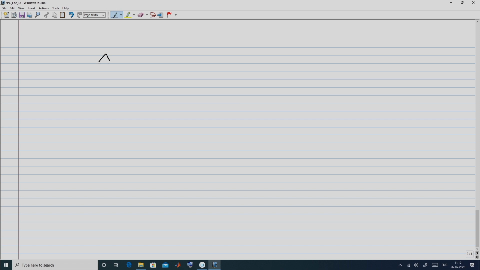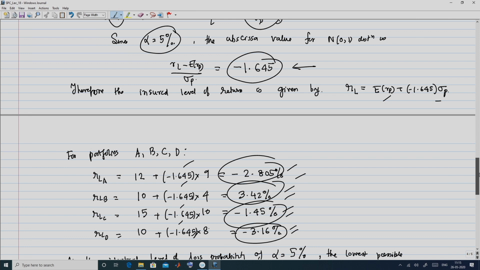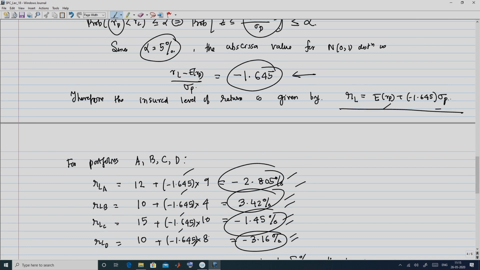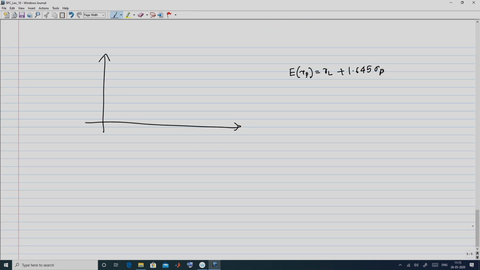So graphically one can view it like this. Suppose now I have this relation. With alpha equal to 5%, I have the relation E of Rp is equal to RL plus 1.645 sigma p. All right. Remember, here we had RL equal to E of Rp minus 1.645 sigma p. So I will write E of Rp in terms of RL and sigma p on the same side. What are these? These are nothing but straight lines with identical slopes in the sigma p, E of Rp plane.